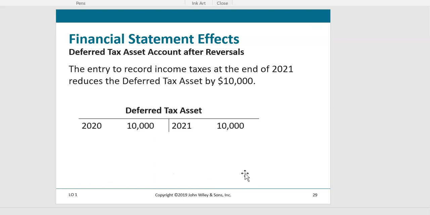And what would we see as our balance in the deferred tax asset at the end of 2021 after we recorded our journal entry? Well, we started off with recording the deferred tax asset as a debit of 10,000 at the end of 2020, and then we reversed that out with a credit of 10,000 at the end of 2021. And that concludes this introduction to accounting for income taxes.